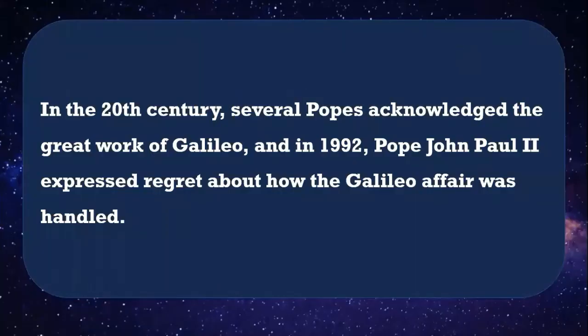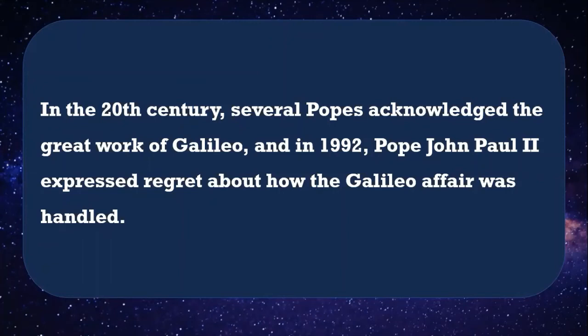And this is the last paragraph. In the 20th century, several popes acknowledged the great work of Galileo, and in 1992, Pope John Paul II expressed regret about how the Galileo affair was handled. So finally, in the 20th century, what happened? Popes. Who are the popes? The pope is the supreme power in Christianity. Several popes acknowledged, meaning approved, the idea of Galileo, which means finally all the popes and Christians believed that the earth revolves around the sun. And in 1992, Pope John Paul II expressed regret, meaning he is sorry about how Galileo was treated in the previous time. Okay, children, this is the end of this chapter.